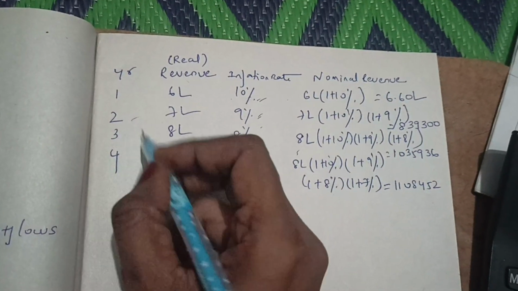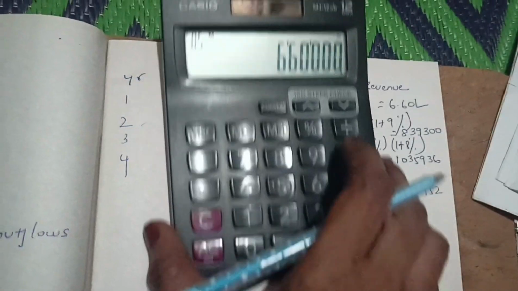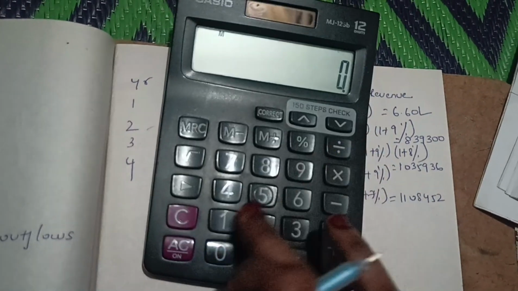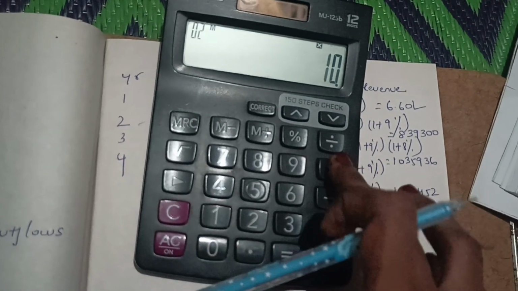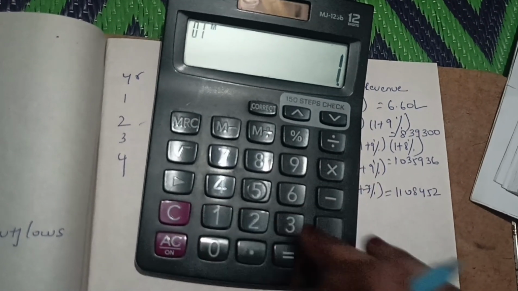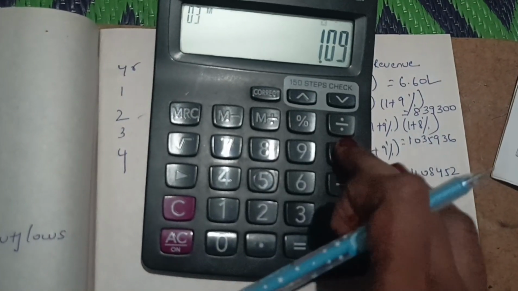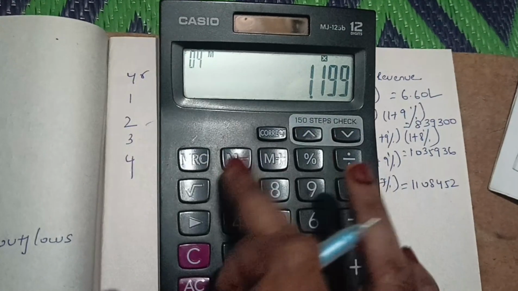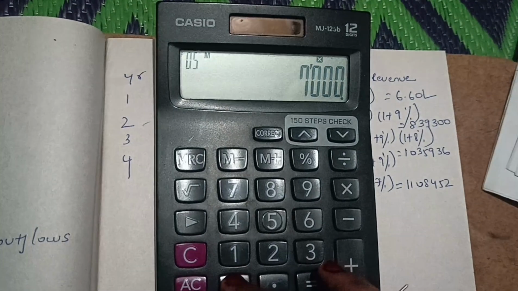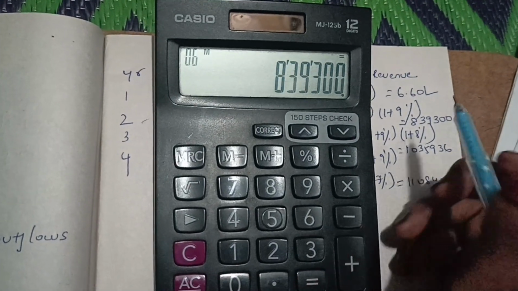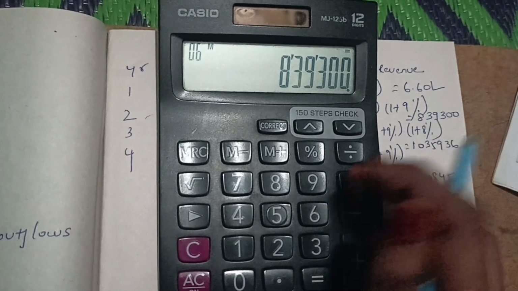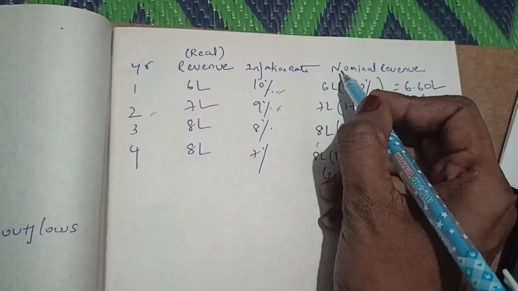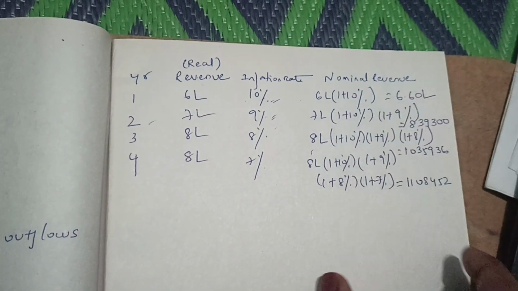I'll show the calculation for the second year also. Please try to do it for the third and fourth years. 1.3. 1 plus 9% into 1.1 into 7 lakhs is 8,39,300. So now we got the nominal revenues.